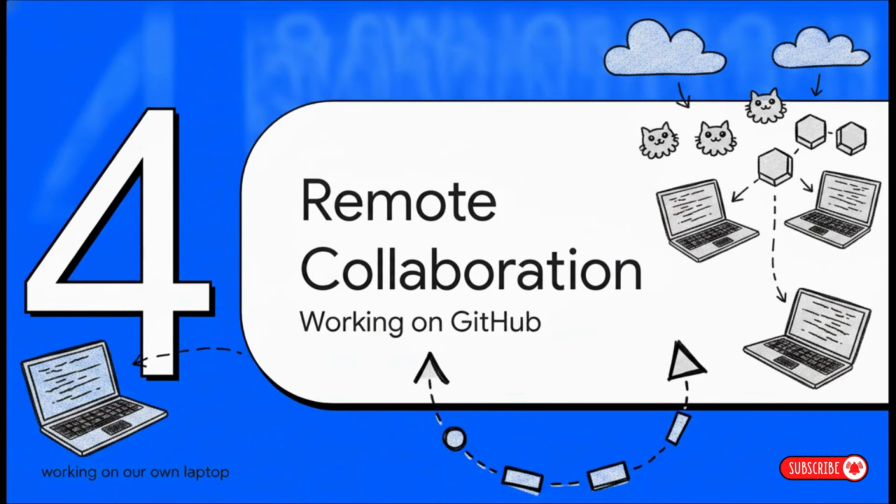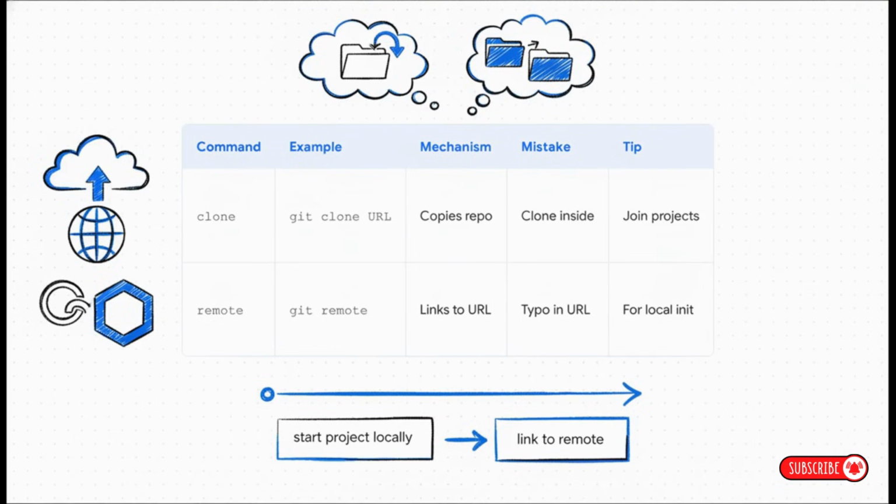Section 4. Remote collaboration on GitHub. So far, we've only been working locally on our own laptop. But to actually share this e-commerce data pipeline with our team, we need to move to the cloud. If a project already exists on the internet, you use git clone. For example, cloning a GitHub URL.